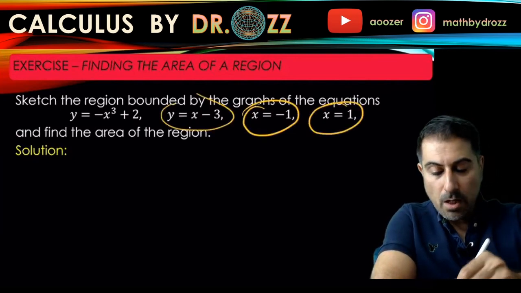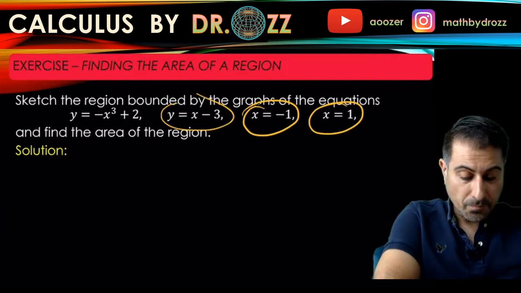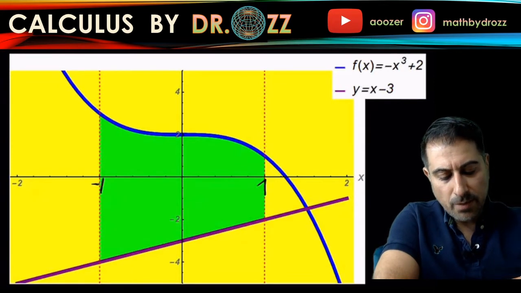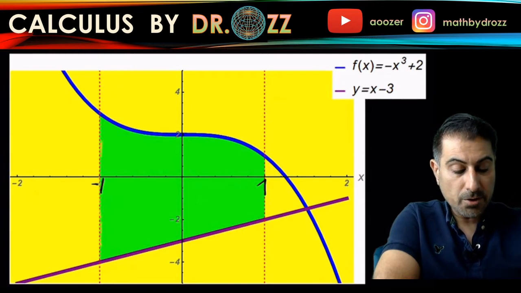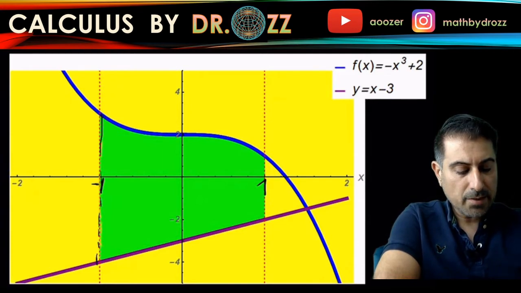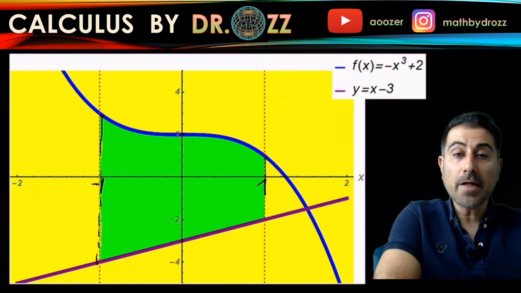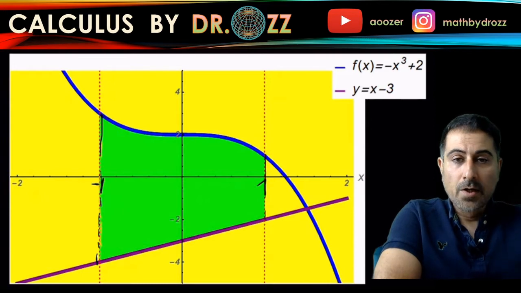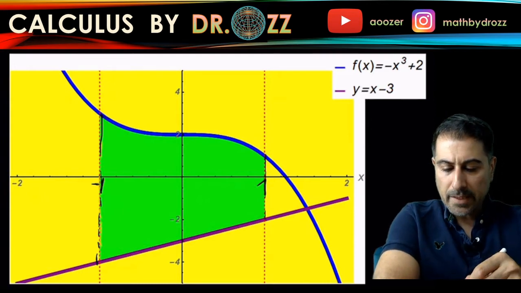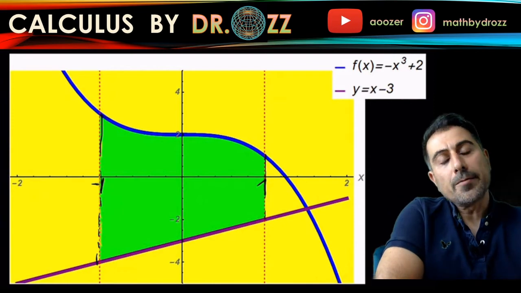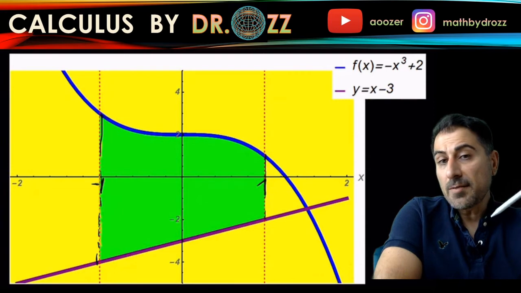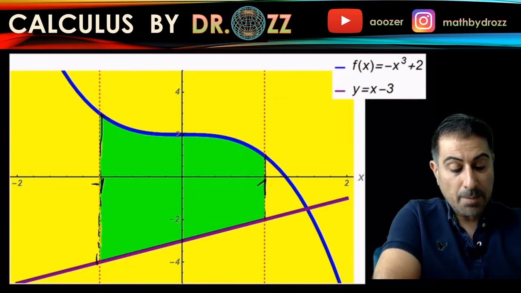Once you put all together, on the left, the region is bounded by x equals negative 1. At the top, the region is bounded by the blue curve. On the right, x equals 1 vertical line. And in the bottom, you have the purple graph, which is the graph of the line. We did similar calculations back in Calc 1 to find the area between the curve and the x-axis. But this time we have the area between the top curve and the bottom curve.